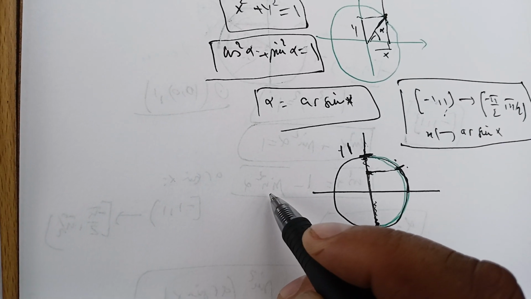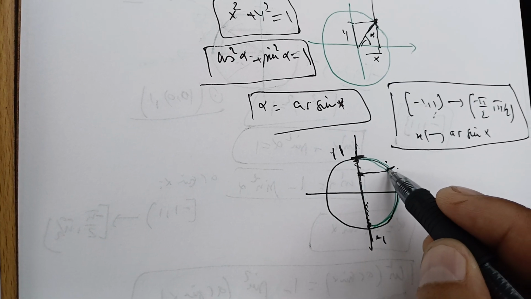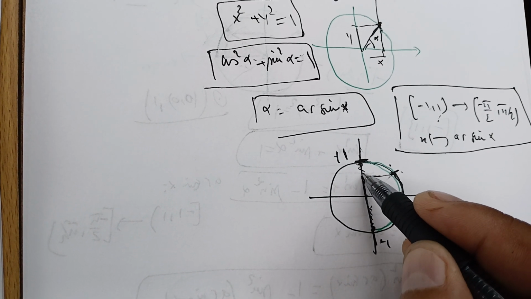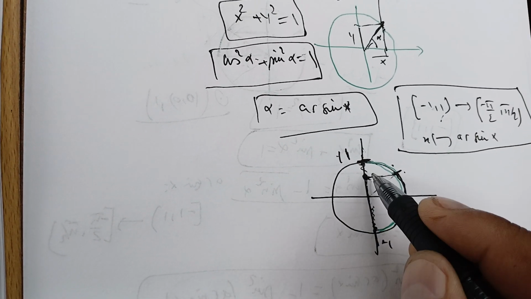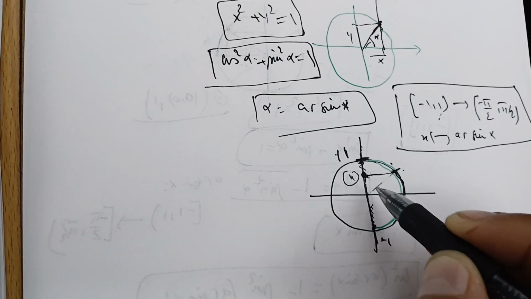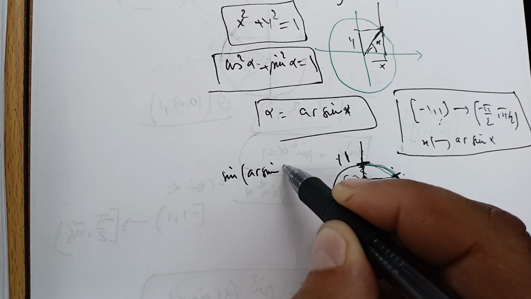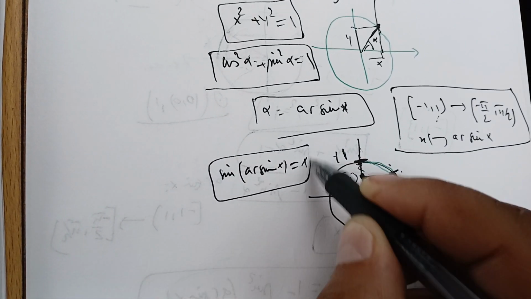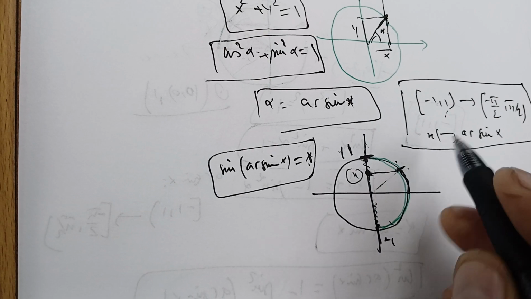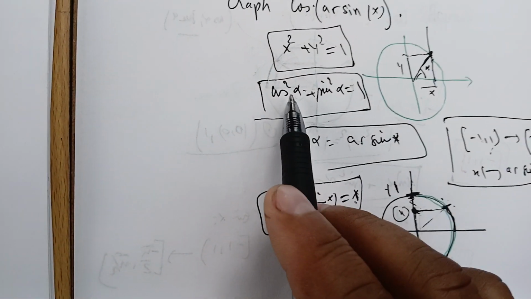This is some angle here. If I apply the sine and project it here, I get x back. So the sine of the arcsine of x is just x. But x has to be in this domain, minus 1 to 1. That's a must-have. So let's see what we can do here.